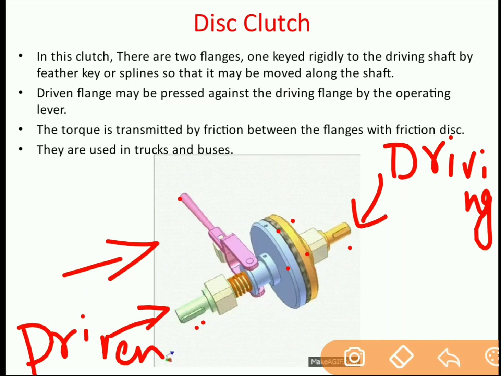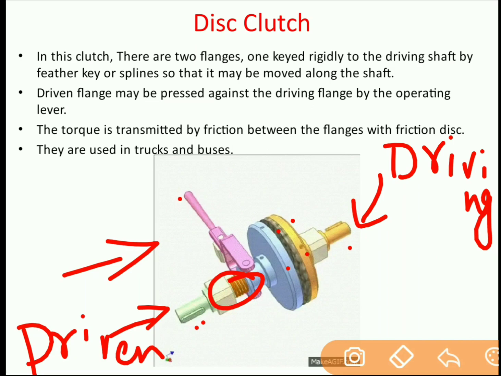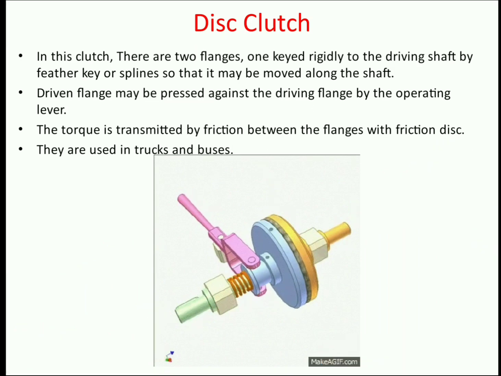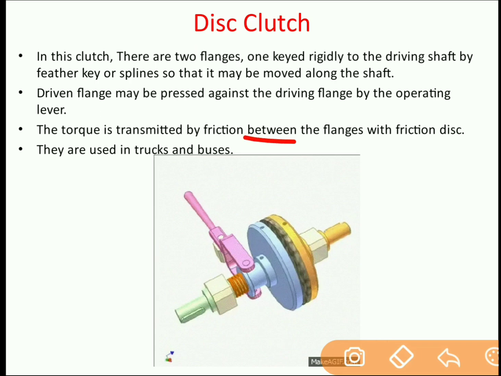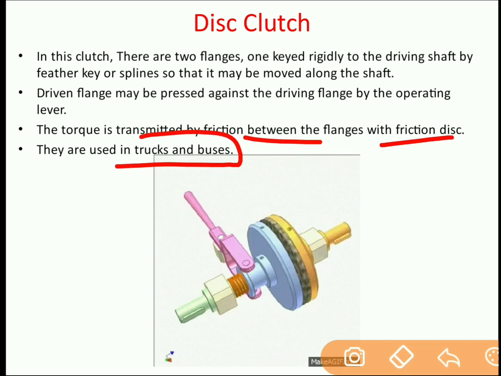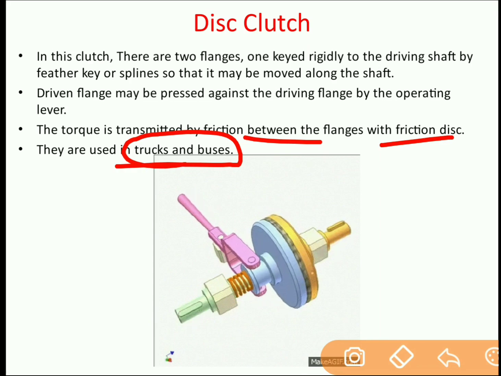And when you release the effort from this clutch, then because of the spring force, these two discs will come in contact and power will transmit from one shaft to another because there is a frictional material between these two discs. Now torque is transmitted by the friction between the flange with the friction disc, and they are used in trucks and buses. Such kinds of clutch are applicable in trucks and buses.